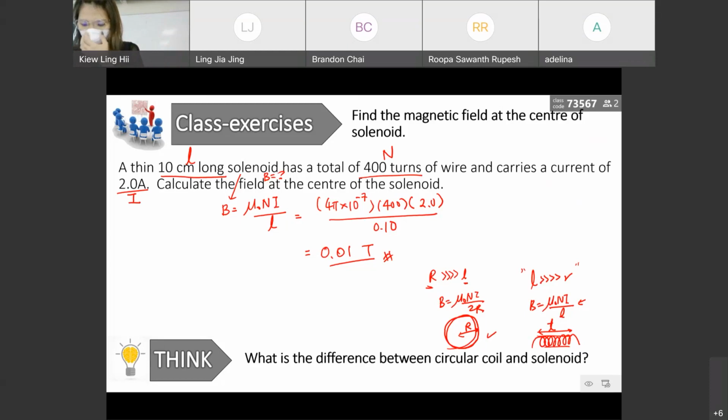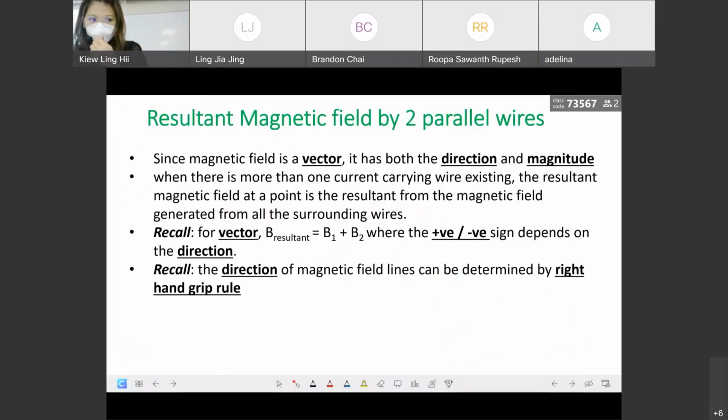So since it is a vector, when you draw, the directions are positive or negative. When it is a vector, we know that positive or negative depends on the direction. So just like how you do for your vector questions, you have to assign one direction as positive and the other way around will be negative. So how do you determine the directions? By the right hand grip rule.